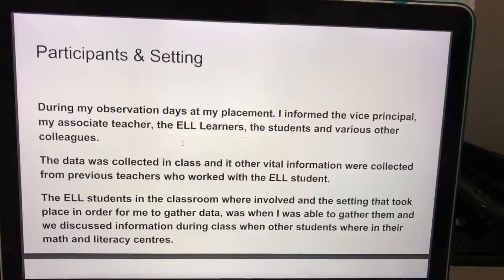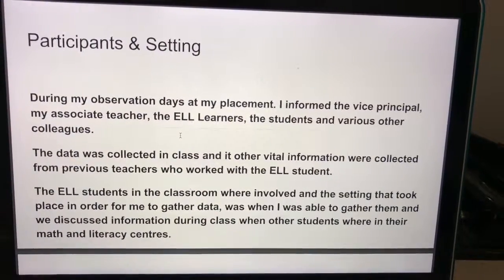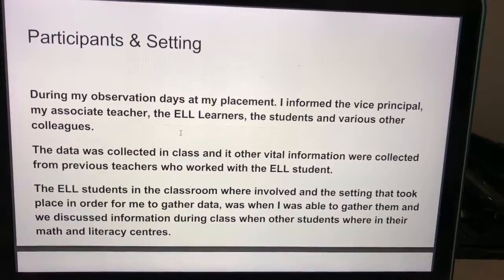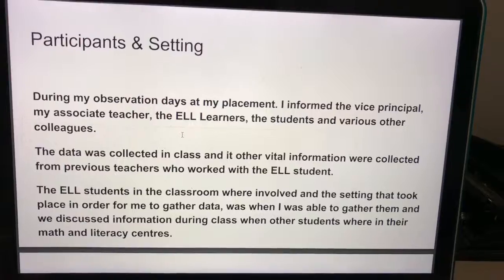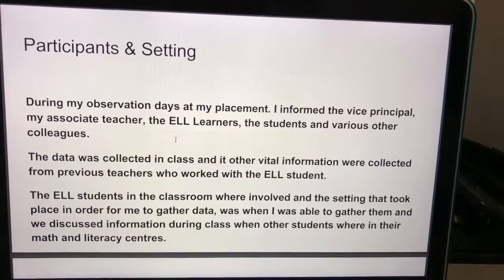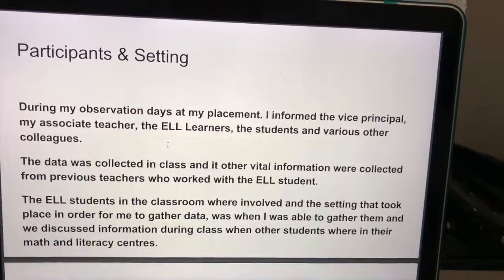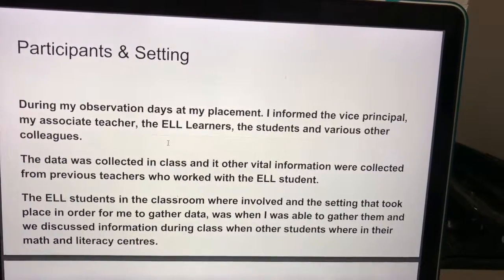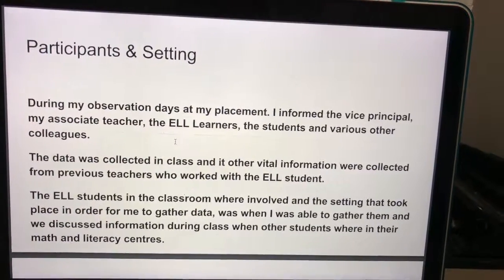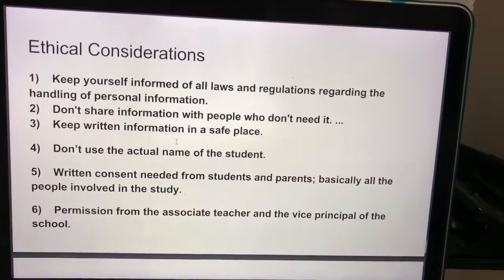And the participants and setting: during my observation days on my placement, I informed the vice principal, associate teacher, and the ELL learners, along with the students and various other colleagues. The data was collected in class, and other vital information was collected from previous teachers who worked with the ELL students. Also, the ELL students in class were involved in the setting that took place. I gathered data when I was able to, and we discussed information during class when other students were in their math and literacy centers.